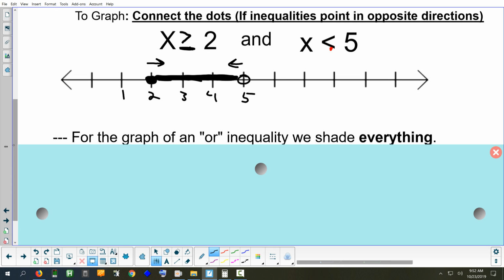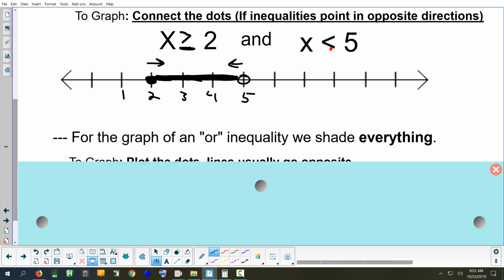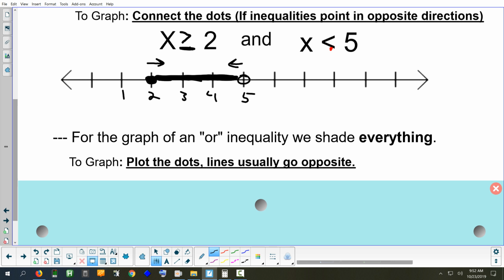Okay, let's look at an or. So for the graph of an or, we shade everything. Does that mean you just shade everything that you can? You don't have to look for overlap. You shade everything. So what we're going to do is graph our dots, put our circles, and usually we end up shading in opposite directions. So what usually ends up happening is instead of shading what's in the middle, you end up shading everything that's not in the middle.